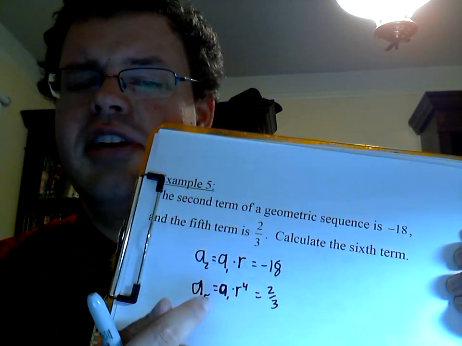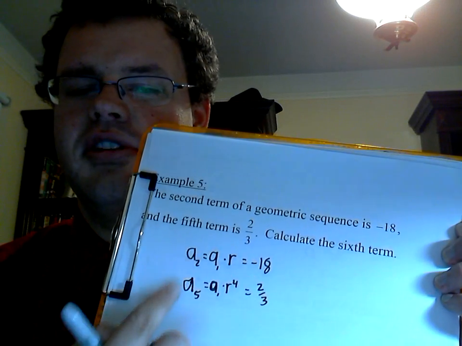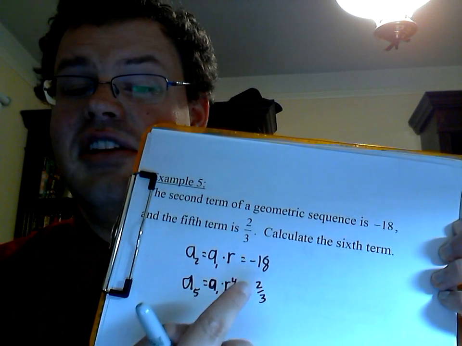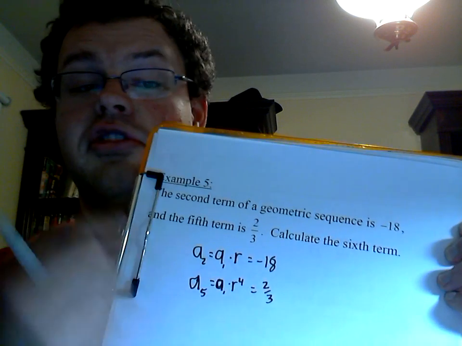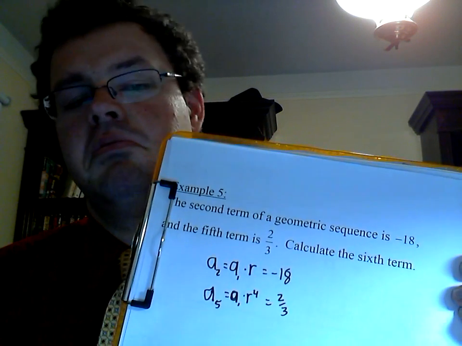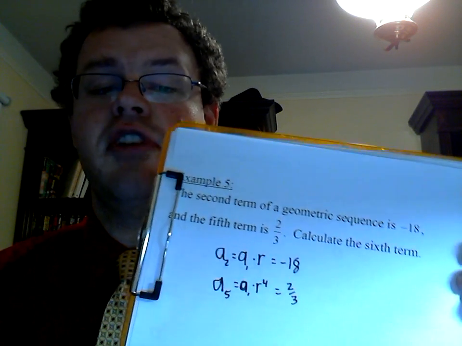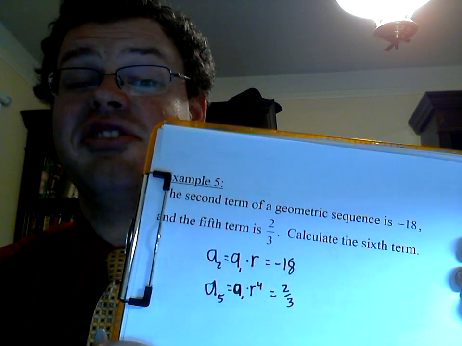So we have 2 equations, 2 variables. We can ignore these. a1 times r is -18. a1 r to the 4th is 2/3. System of equations: 2 equations, 2 variables. We can solve this if we're clever.